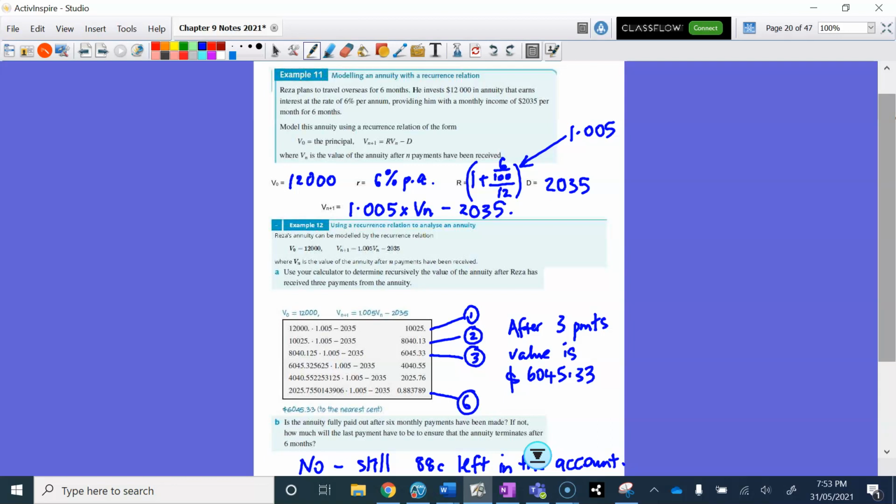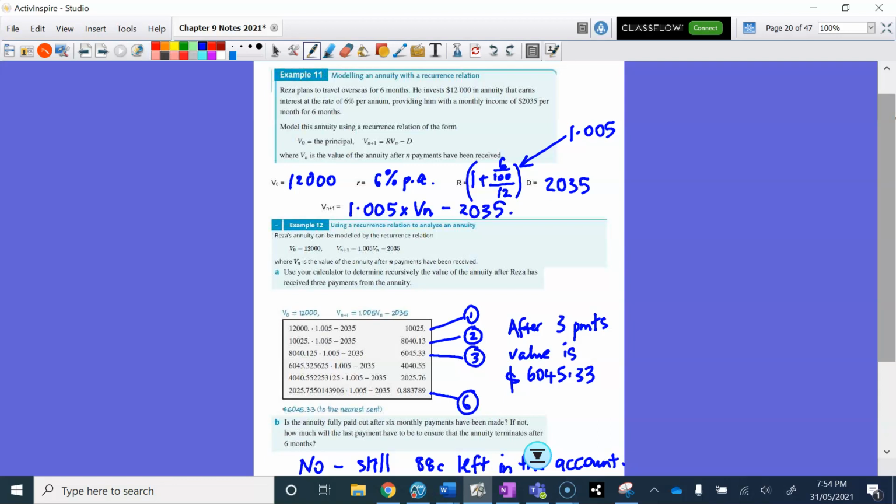So modelling that annuity using a recurrence relation is nothing new to you. V0 is still the principal, and then V(n+1) is going to be big R times Vn, where R is the interest rate factor, take away D, which is a payment. So we basically have to figure out the value of the payment, the value of big R, and the value of V0 as always. From the story, we can see that he invests $12,000, so V0 is $12,000. The interest rate is 6% per annum.